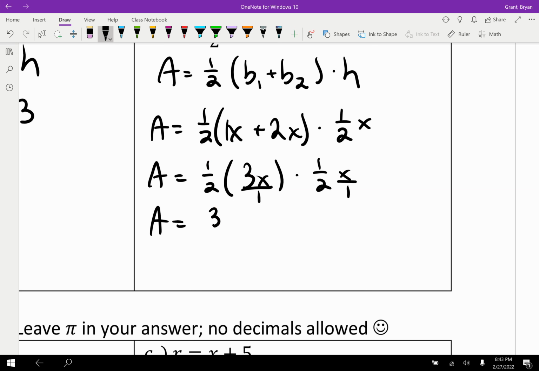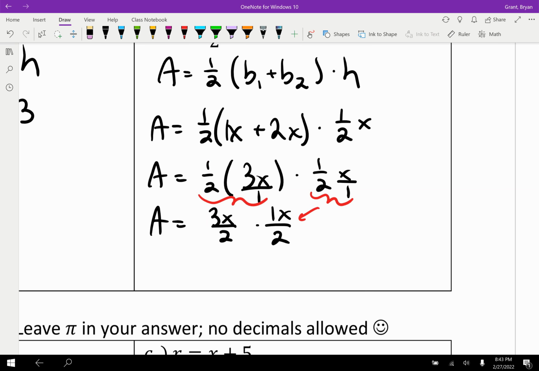1 times 3x is 3x. 2 times 1 is 2, right? We can multiply fractions with uncommon denominators. That's fine. 1 times x is 1x, and 2 times 1 is 2. Right? So can you see what happened? I took these two to create this guy, and then these two to create that one.